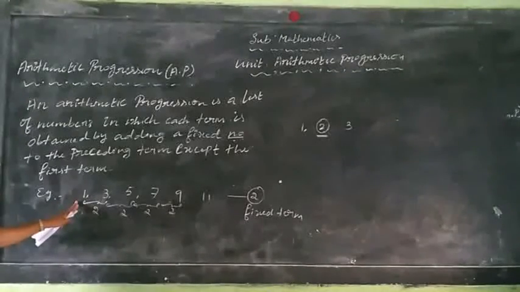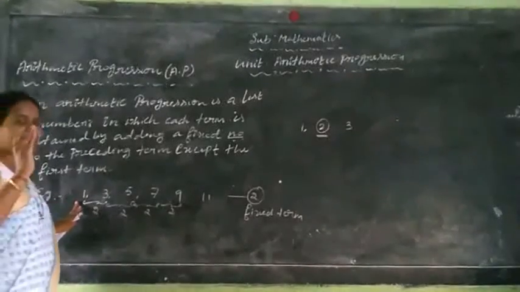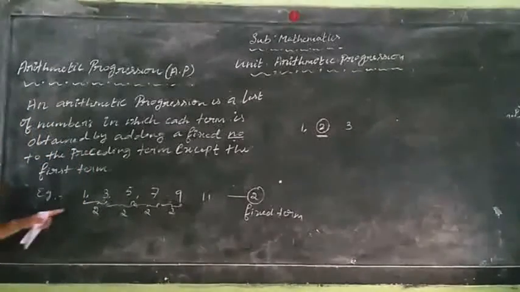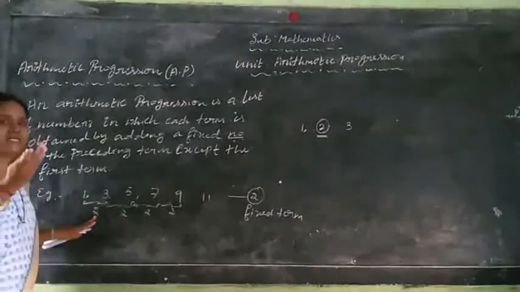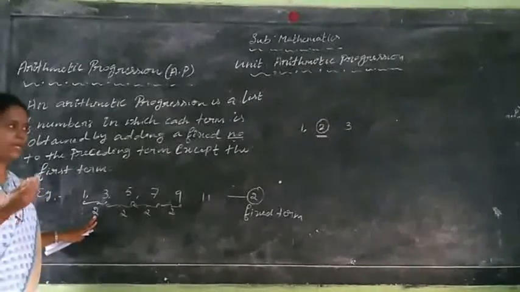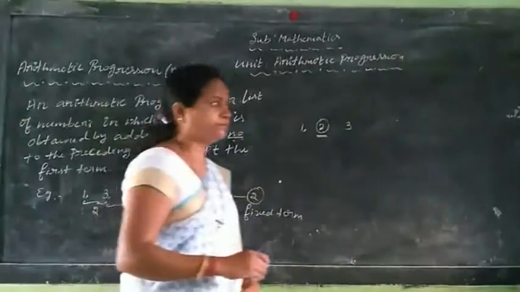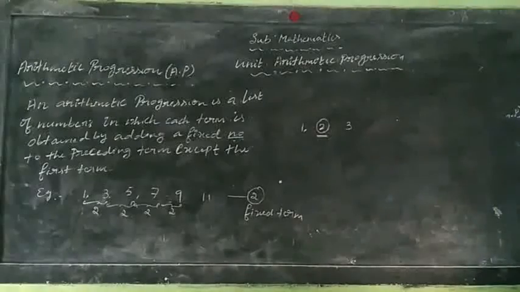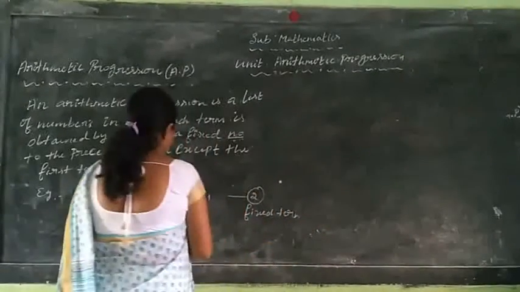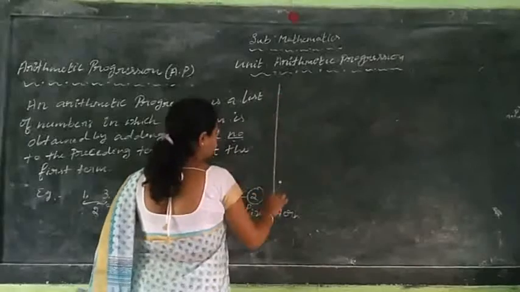Got it? So an arithmetic progression means it is a list of numbers in which we have to add a fixed term to get the next term. Understood? I hope you have got the meaning. Okay? I'll give you one more example. See the second example.